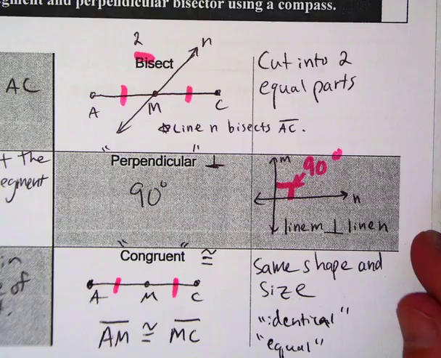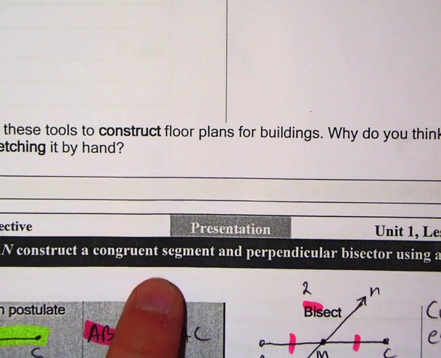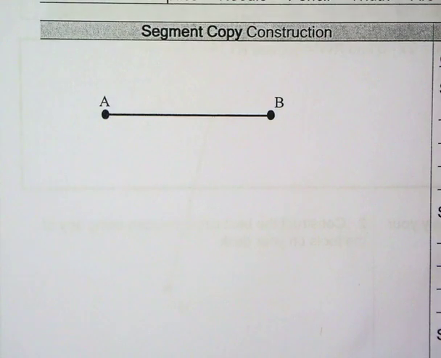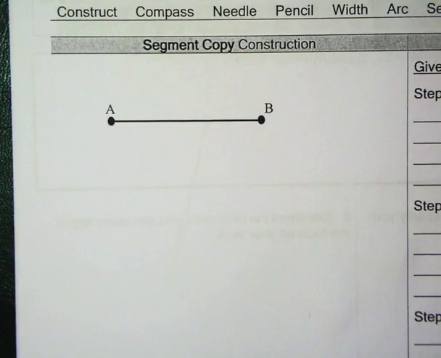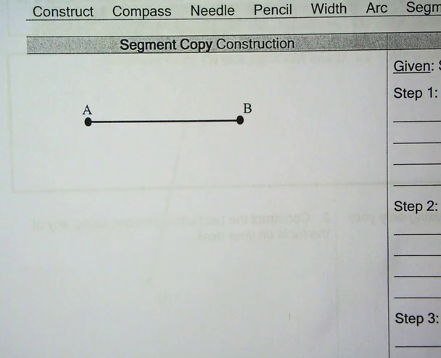So that's the vocab. Let's go see about this objective, actually doing a construction and doing a segment copy and doing a perpendicular bisector. So you can practice these on your own over and over. I'm going to go one step at a time and show you how we're doing this.